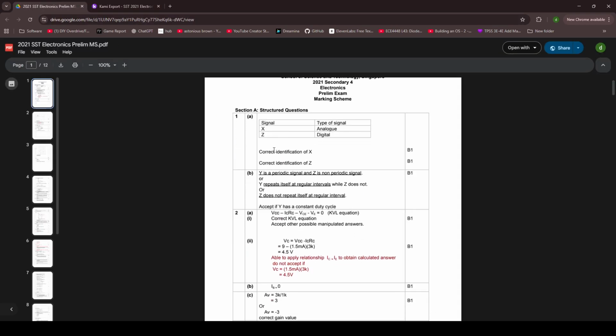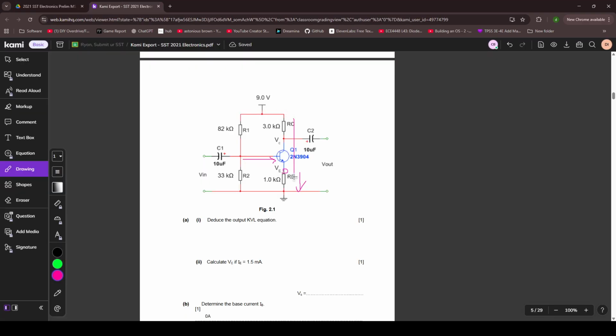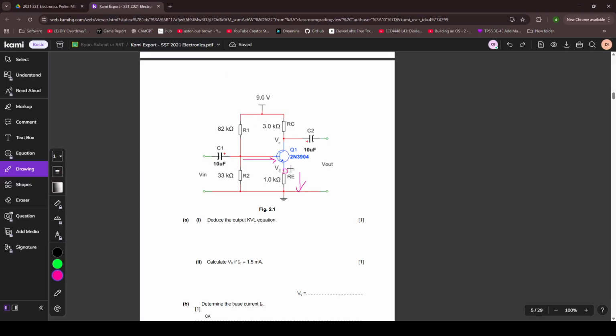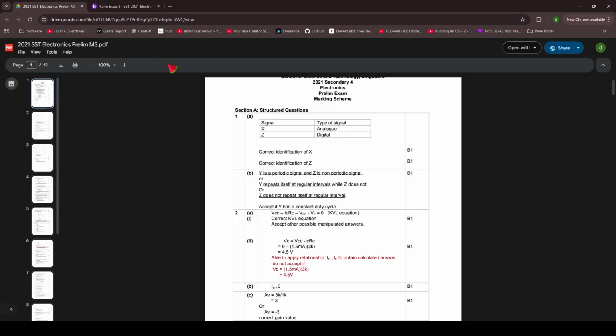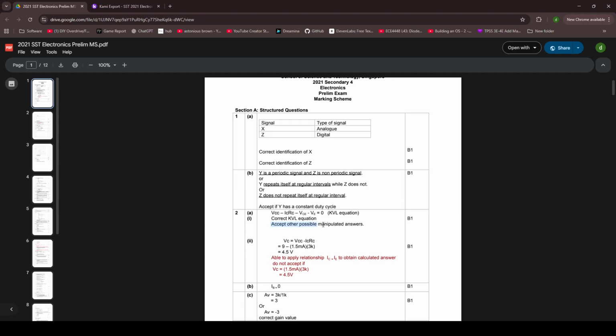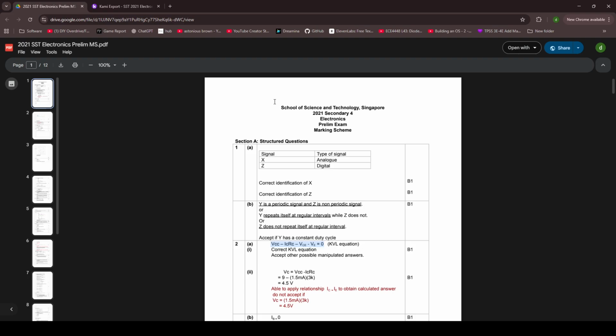VCC minus ICRC, which is just VC, minus VCE, minus VE is 0. Accept other possible manipulated answers. So this is the answer. That's so stupid. Who set this paper?